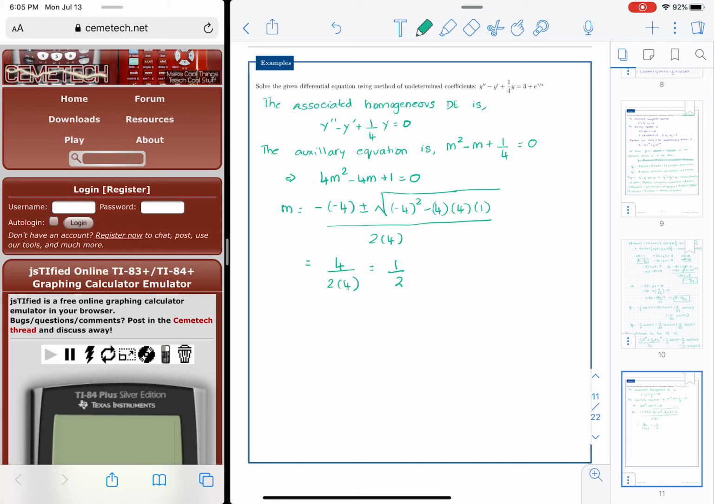So here we have m1 equals m2 equals 1 over 2. The roots are repeating and they are real. So the complementary solution is yc equals c1 e raised x over 2 plus c2 x e raised x over 2.